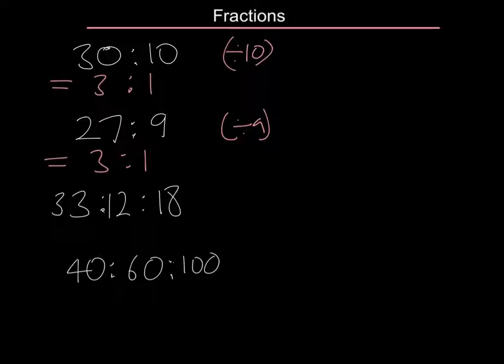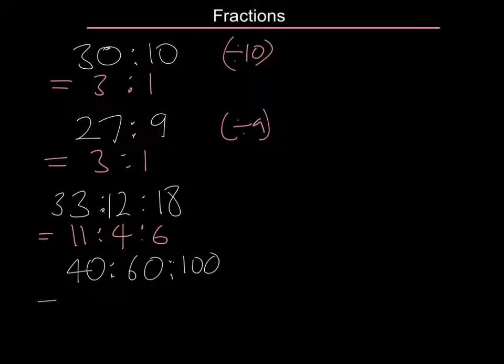The next one, I've got 3 numbers. I need to divide 33, 12 and 18 by the same number. So I'm going to divide them all by 3. 33 divided by 3 is 11. 12 divided by 3 is 4. And 18 divided by 3 is 6.